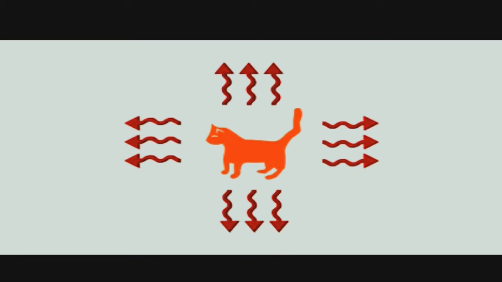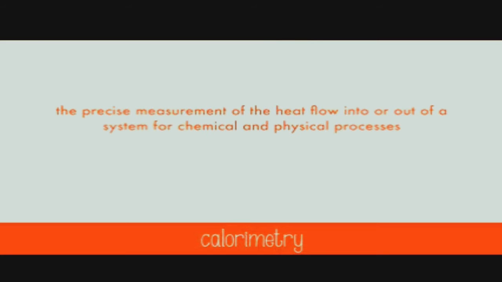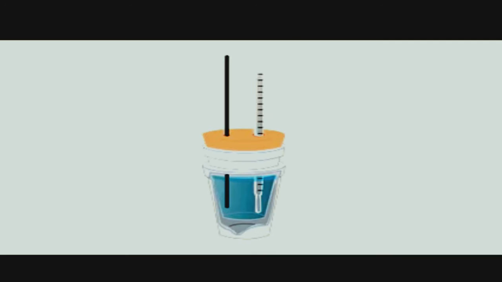It's virtually impossible to know how much heat an object contains, but when heat moves, we can figure out how much heat moved and in which direction. Calorimetry is the precise measurement of heat flow into or out of a system for chemical and physical processes. To do calorimetry, we need a piece of equipment called a calorimeter.